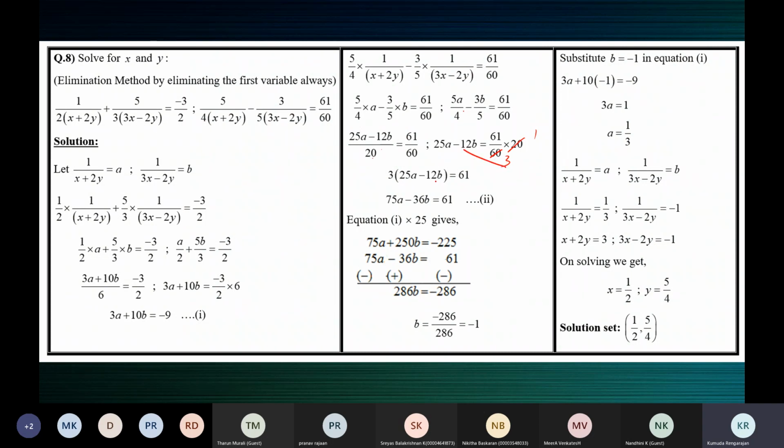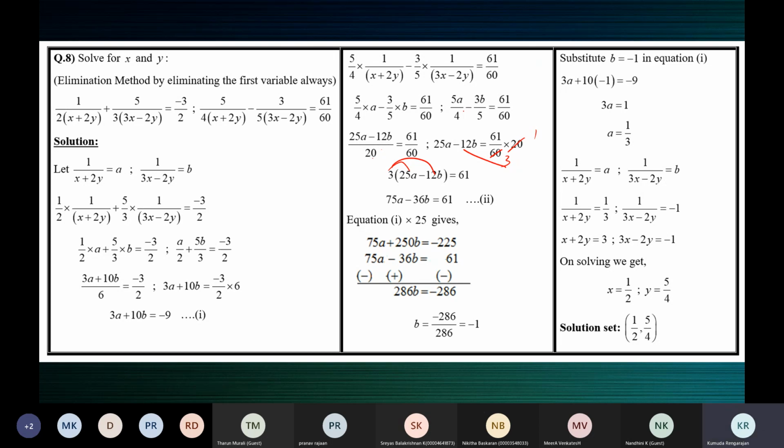3 into 25a minus 12b is equal to 61. So 75a minus 36b is equal to 61. So this is how the second equation looks in a and b.